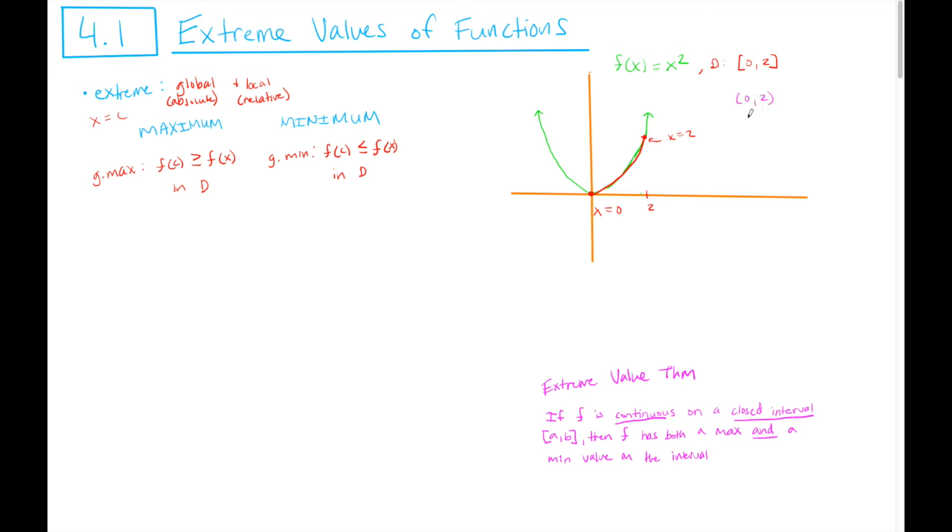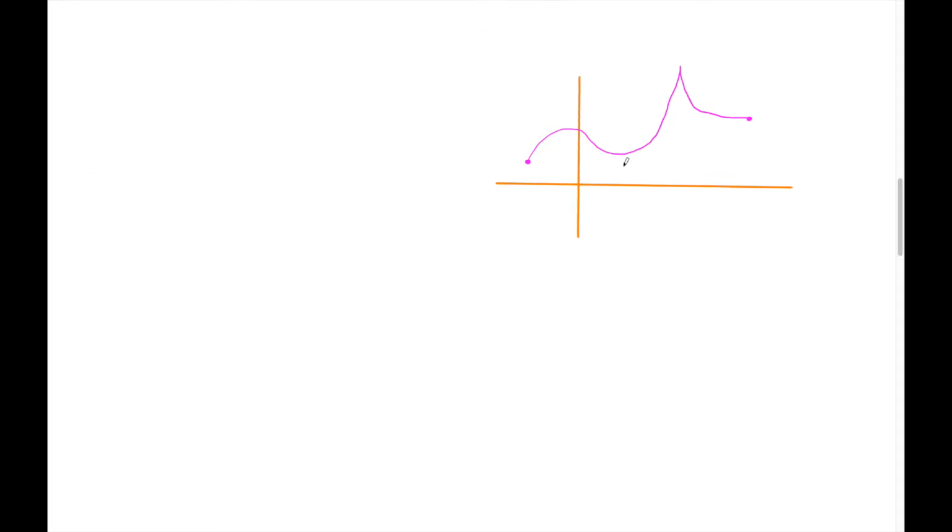like this. If it was an open interval, the theorem does not apply. So let's just look at more examples. If I was looking at this right now, my global or absolute extreme values would be right here because that is the highest y value, and right here would be my global min because that is my lowest y value.